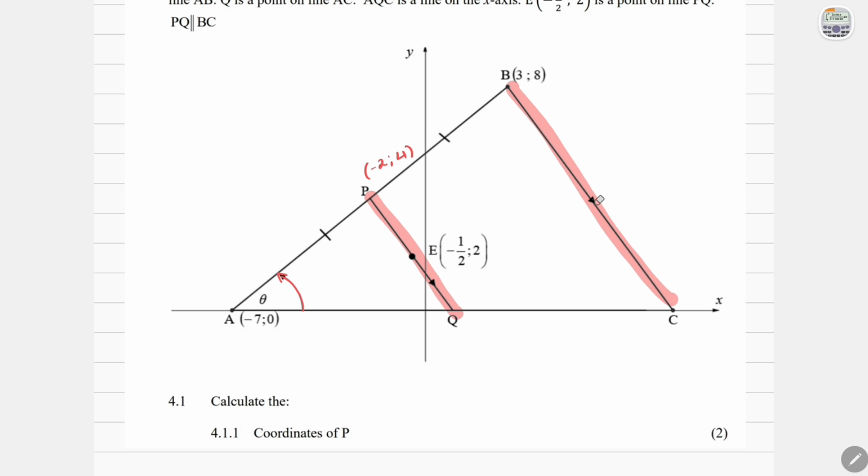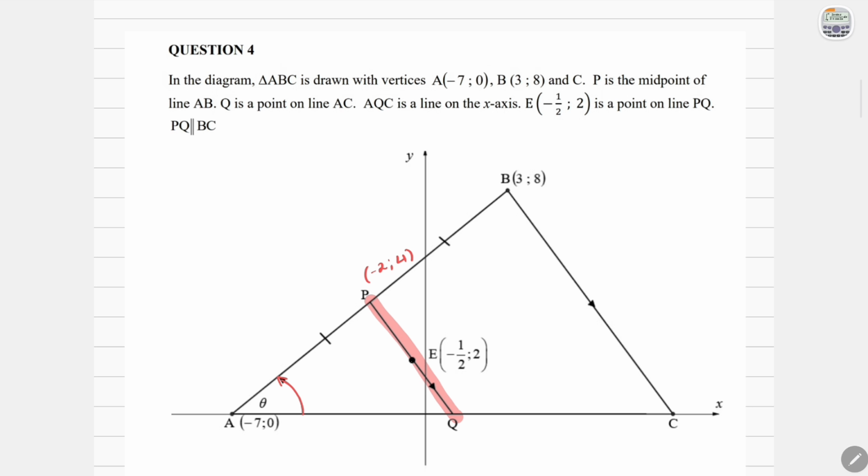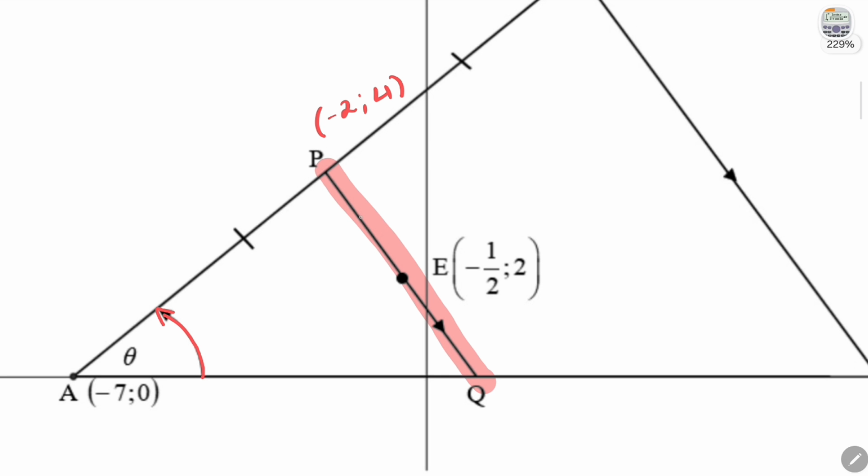Okay, they're sloped in the same way. So we could just find the gradient of PQ. Now, though we don't have Q, we do have E. What do they tell us about E? They said that E is a point on the line PQ. So we can use P and E to find the gradient of PQ.